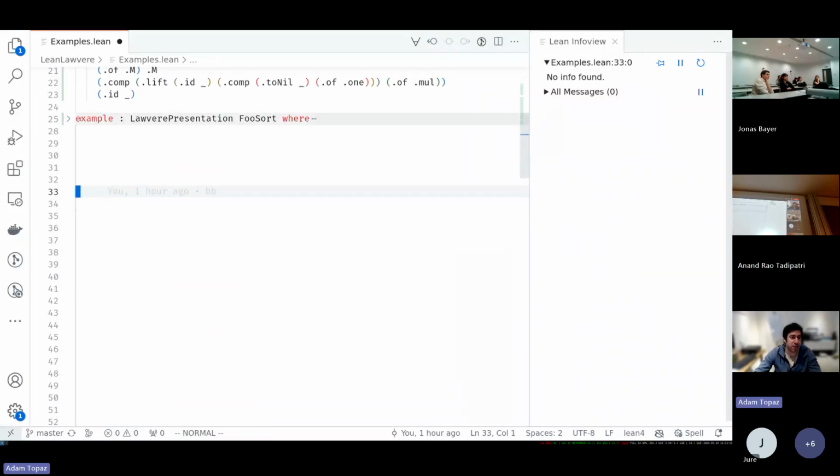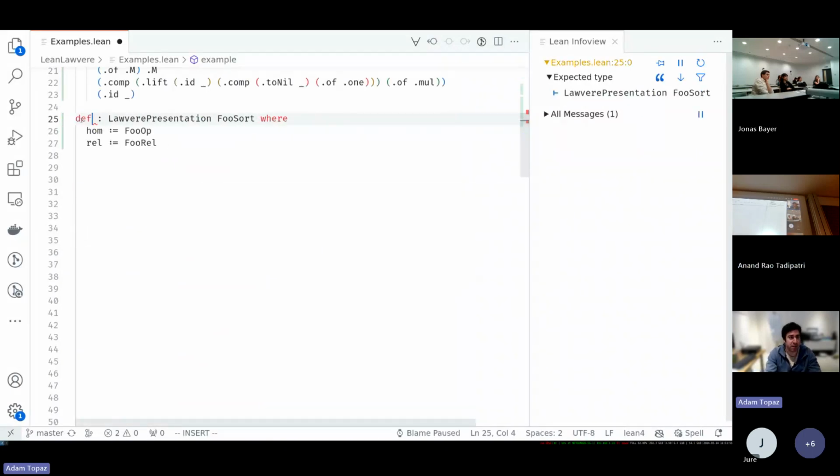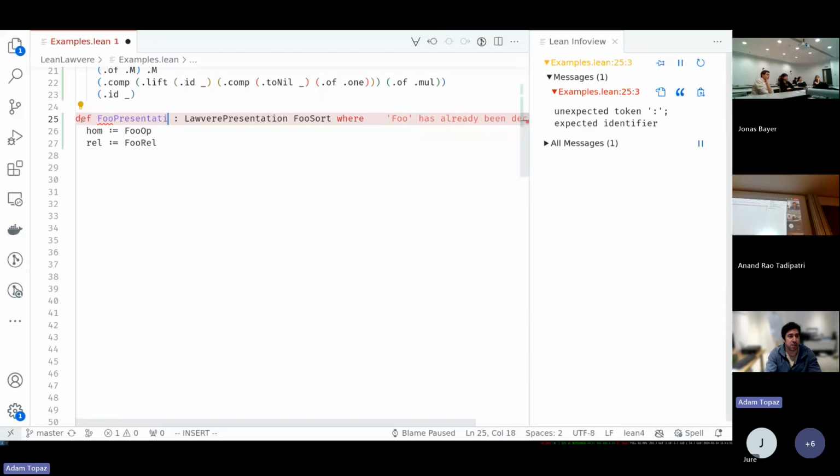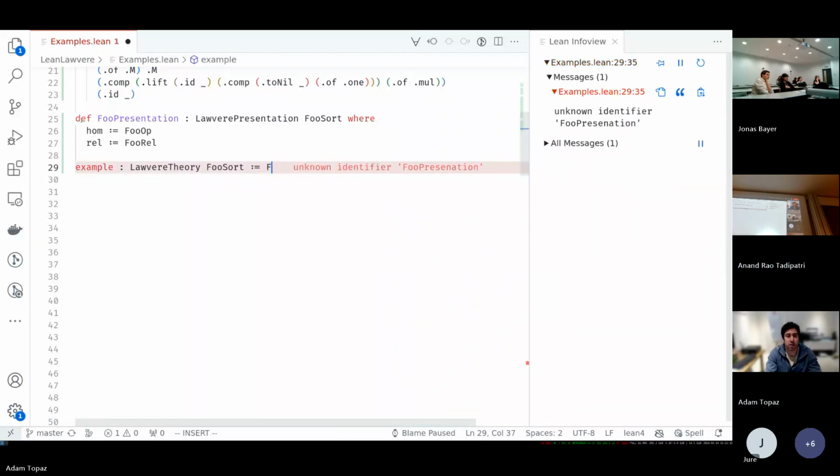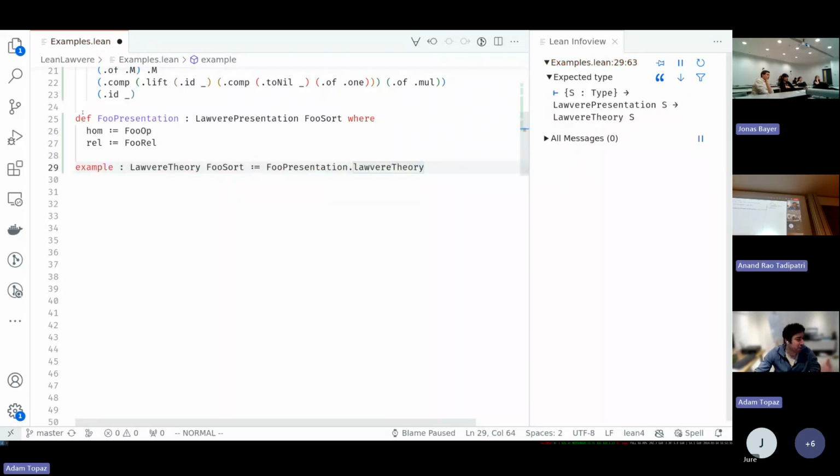Once I have such a Lawvere presentation, so let me call it something, I can construct a Lawvere theory on foo sort just in the canonical way that takes any Lawvere presentation and constructs a Lawvere theory in this free way.